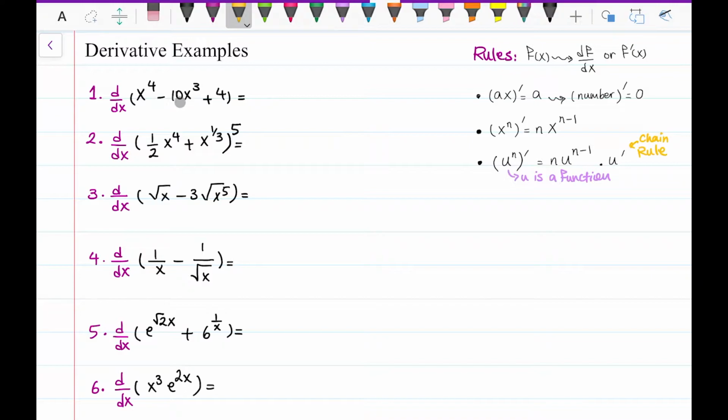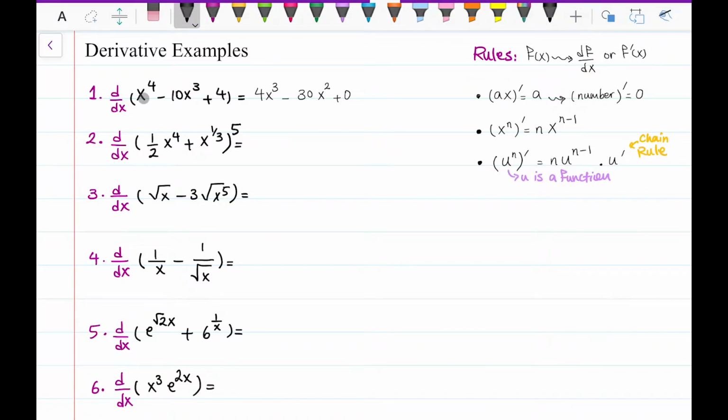The derivative of x to the 4 minus 10x cubed plus 4. The derivative of x to the 4 is just 4x cubed. Then the derivative of negative 10x cubed. I need to keep negative 10 just because it's the constant. And then for x to the power of 3, the derivative is based on the power rule that we explained here, 3x squared. So together, this part would be negative 30x squared. And the derivative of 4, which is just a number, is 0.